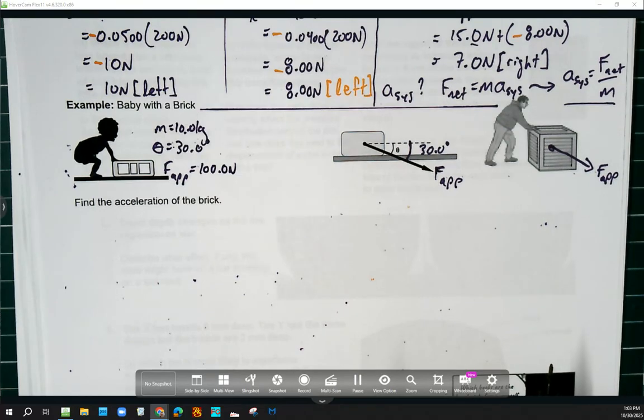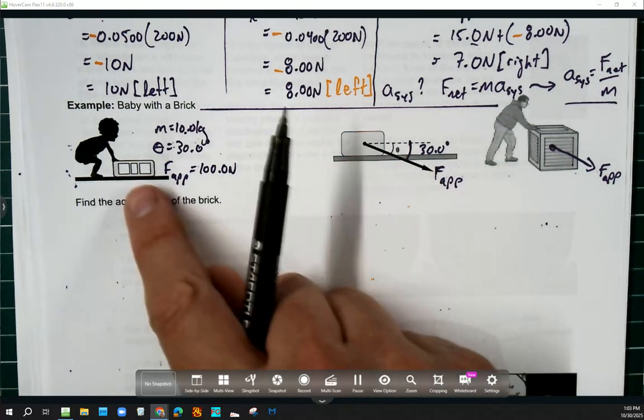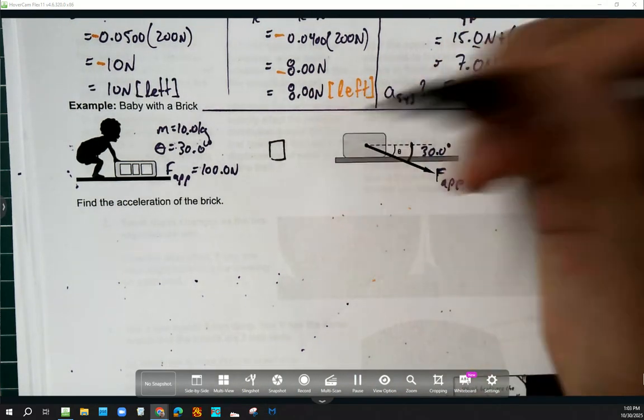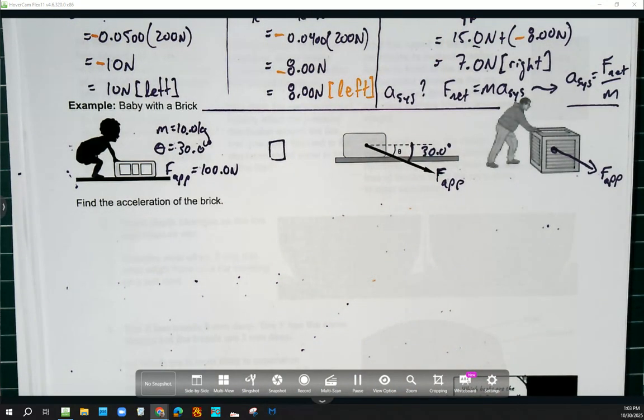And I think to myself, well, these are all illustrations. I want to do a proper free body diagram. So I want to engage with the thought process of how to do a free body diagram.